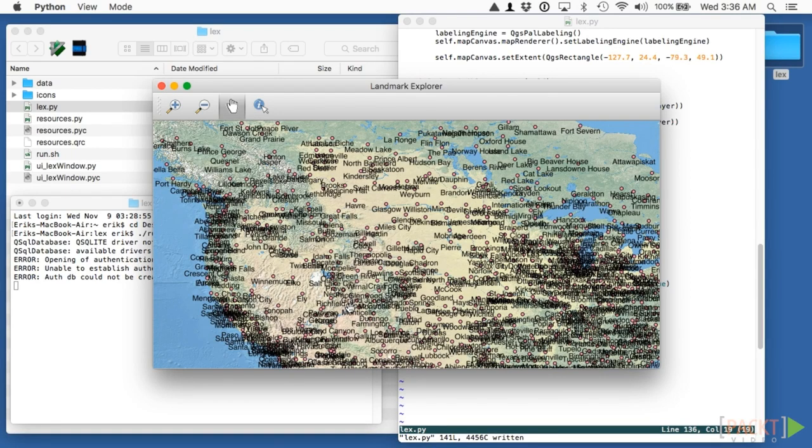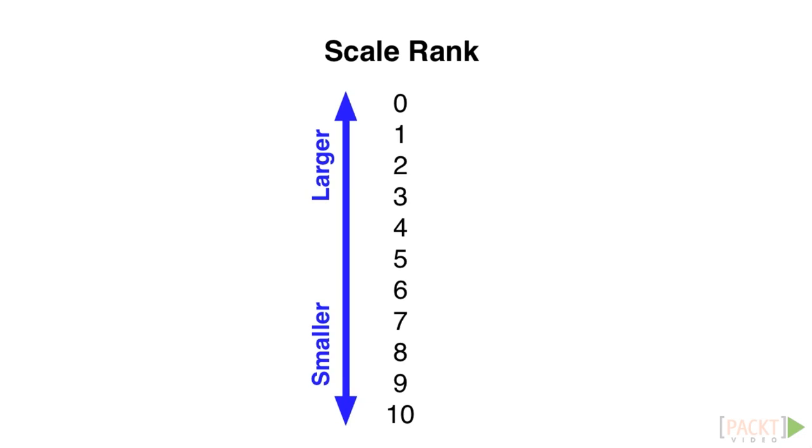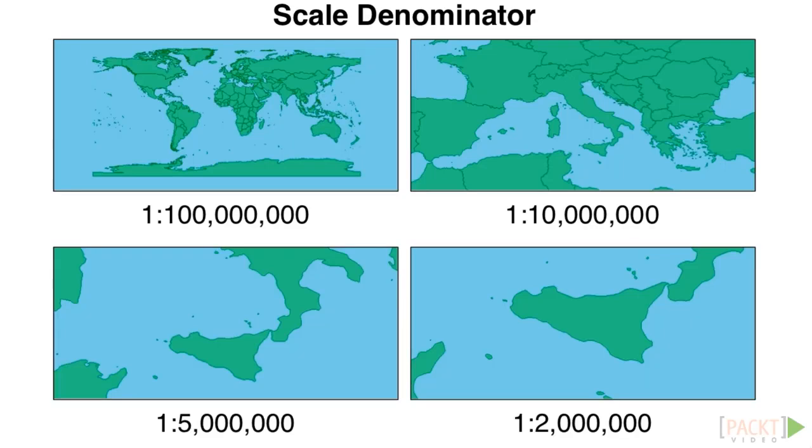So let's now deal with this pesky labeling problem. As you can see, there are just too many labels shown at once and the map's looking really ugly. To solve this, we're going to filter the landmarks based on the current zoom level. Our landmark data set includes an attribute called scale rank. It is a simple number in the range 0 to 10, where the largest landmarks have a scale rank value of 0 and the smallest landmarks have a scale rank value of 10.